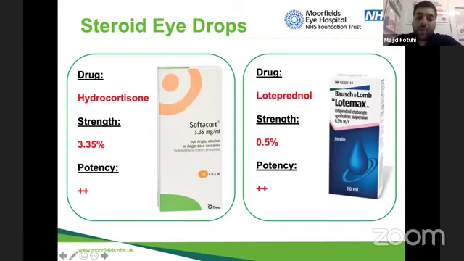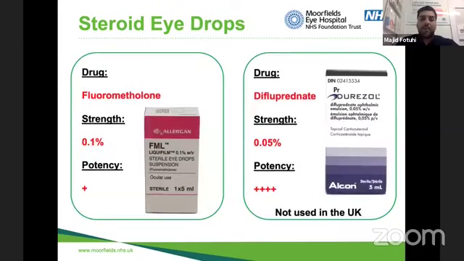We use hydrocortisone, which has a higher strength, which indicates that it's quite mild. It's a weaker steroid, but it is used. And this is similar to loteprednol, which is also a mild steroid. So these have lower potency. And then the lowest potency of steroids that we use is fluorometholone.